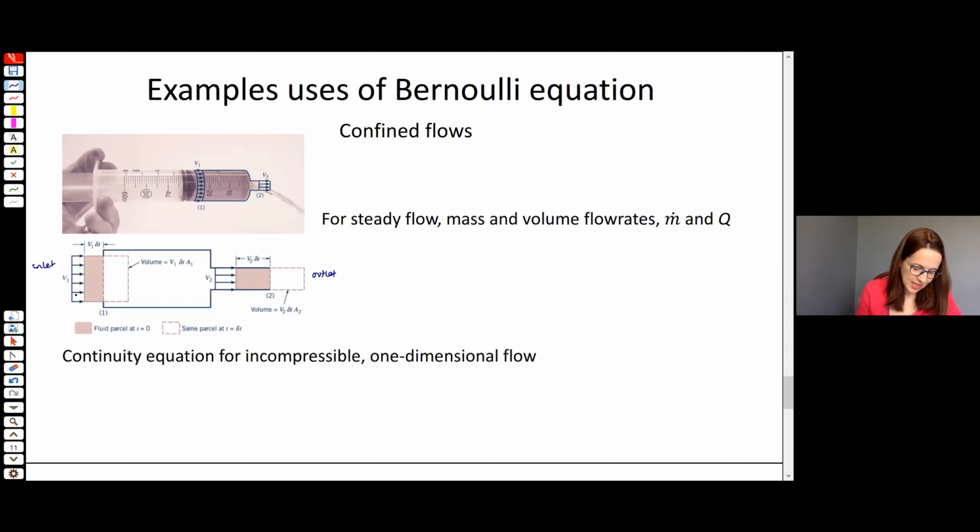At the entrance, at the inlet, we've got a uniform velocity V1, which is the same over the whole inlet region. This is point 1. And then at the exit, we've got a uniform velocity V2. We've got an area A2, an exit area. Over here at the inlet, we've got an entrance area A1.